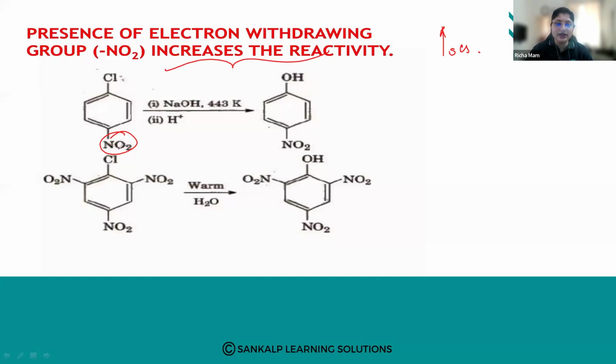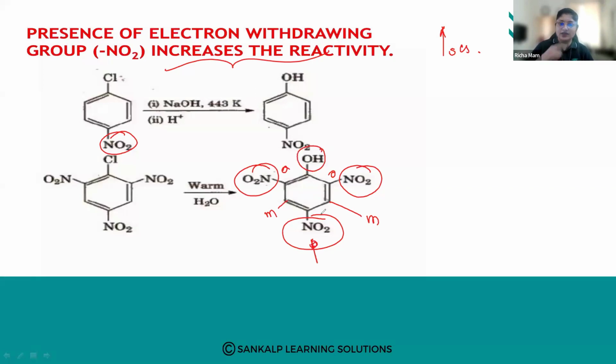Here the nitro group is present at the para position. What is the ortho position? These are the ortho positions, and this is the para position. This is the meta position. So this is ortho, this is meta, and this is the para position with respect to this.